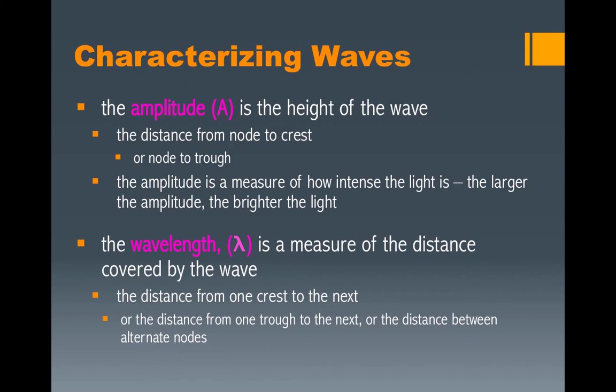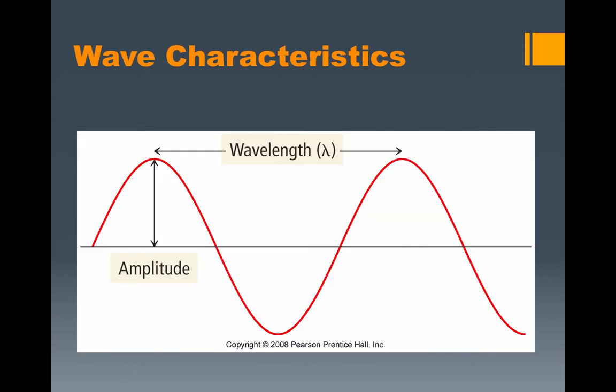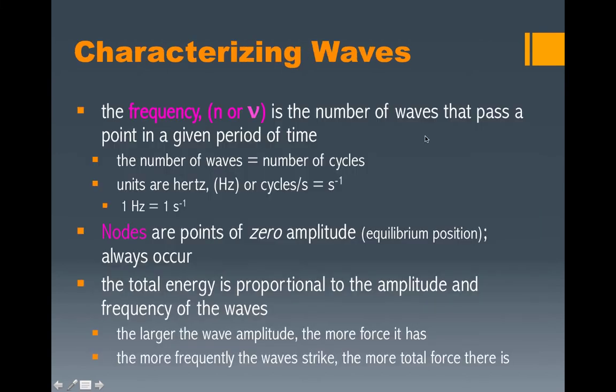Wavelength's symbol is the Greek letter lambda. It looks like an upside down Y. This is the distance covered by the wave. This is different than speed. This is basically how far apart the tops of the waves are or the bottoms of the waves are. So we can say from crest to crest or trough to trough. If we look here, it's showing you wavelength and amplitude. Notice the origin is the middle of the wave. So the amplitude is how high the wave goes from the top and from the bottom. And the wavelength is either from top to top or bottom to bottom.